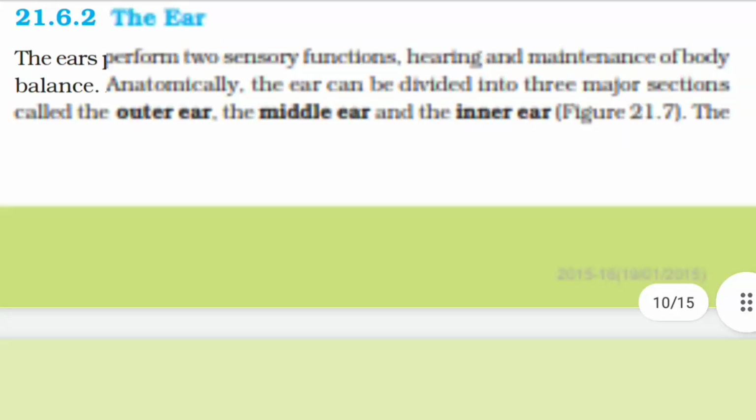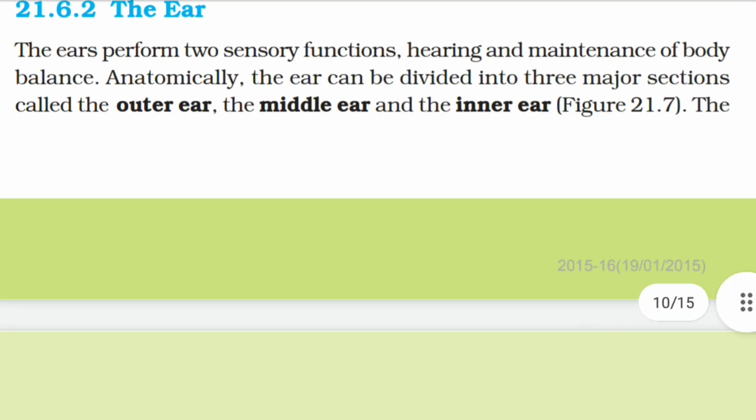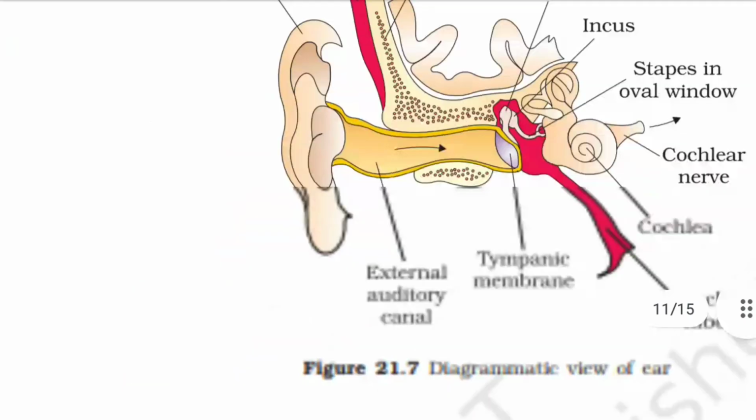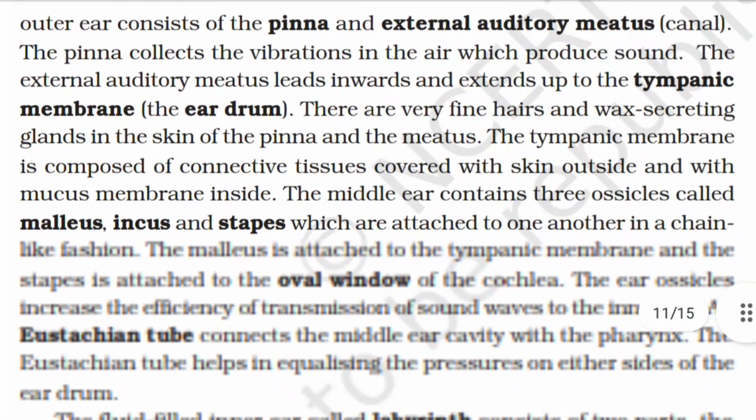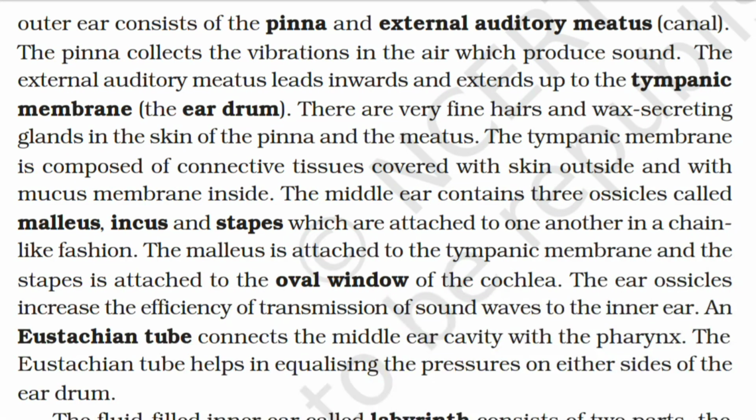21.6.2 The ear. The ears perform two sensory functions, hearing and maintenance of body balance. Anatomically, the ear can be divided into three major sections called the outer ear, the middle ear, and the inner ear. The outer ear consists of the pinna and external auditory meatus or canal.